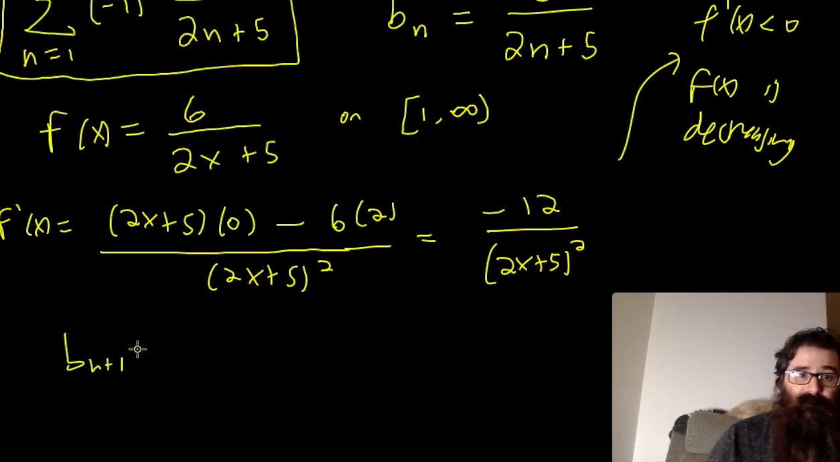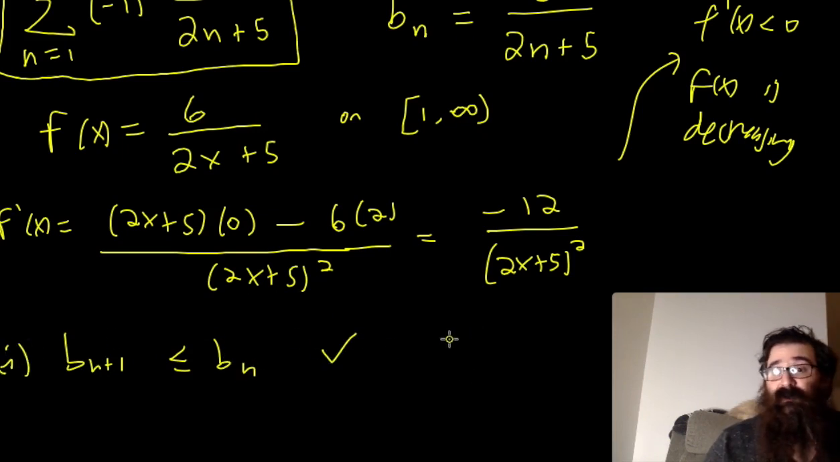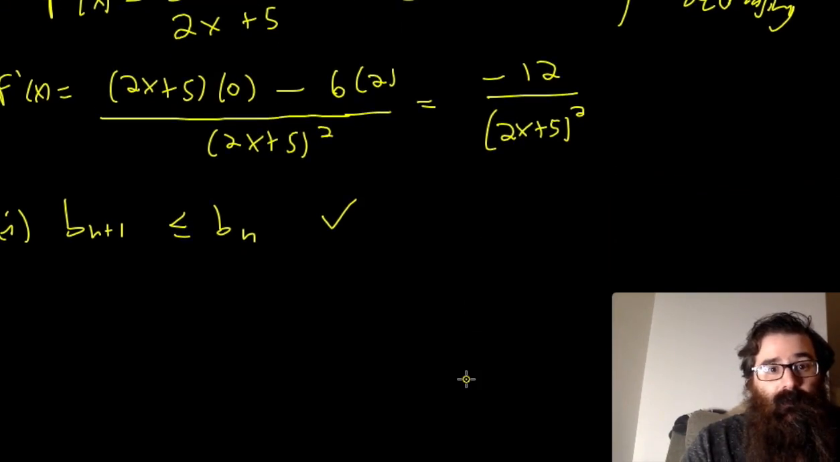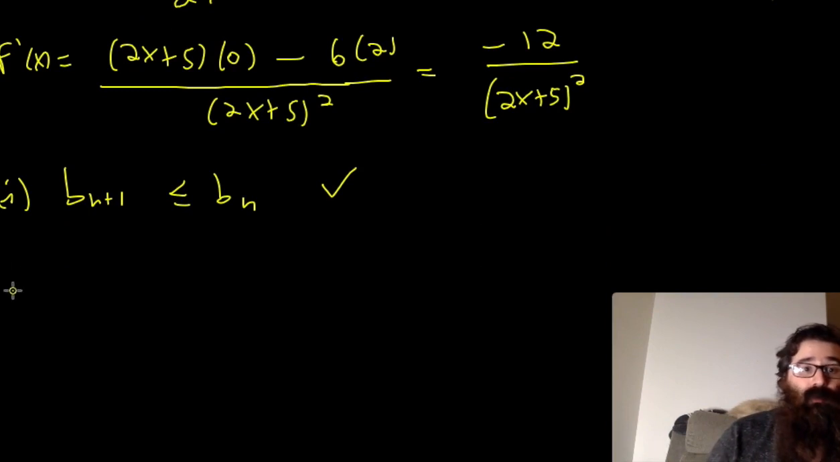So b sub n plus 1 is less than or equal to b sub n, which is that first condition I want to check. Make sure the terms are decreasing in magnitude, and I can use a derivative to help out with that. Now there's only one more condition to check. Alternating series tests can be a bit quicker than some of the other ones we've seen.